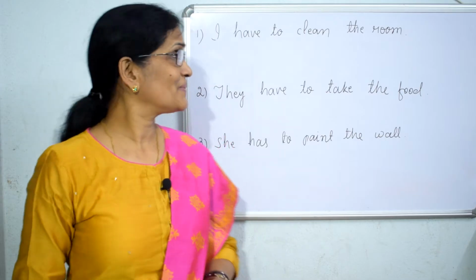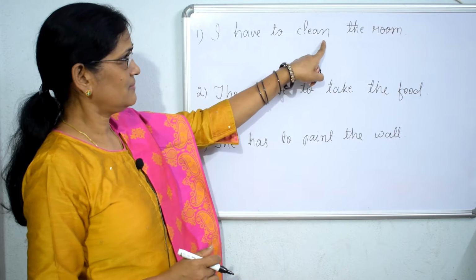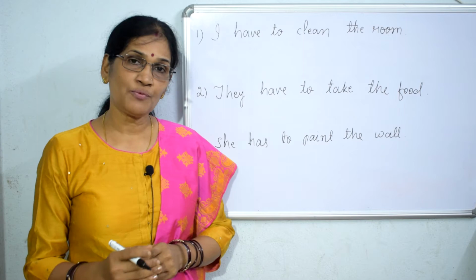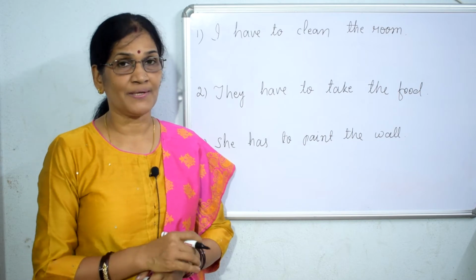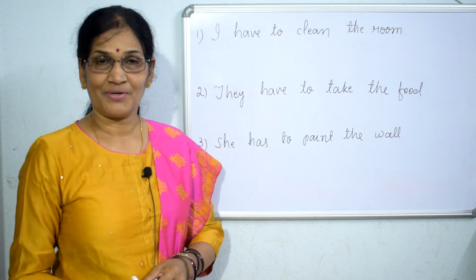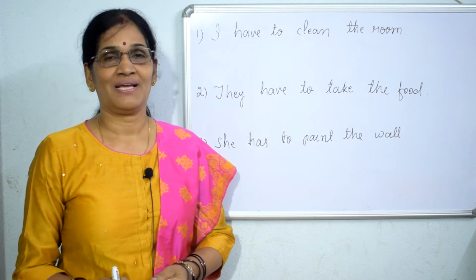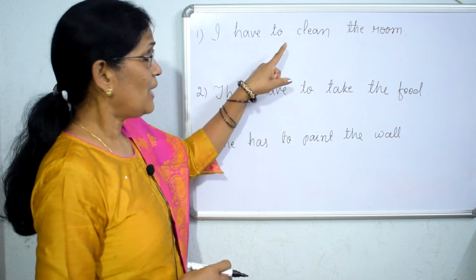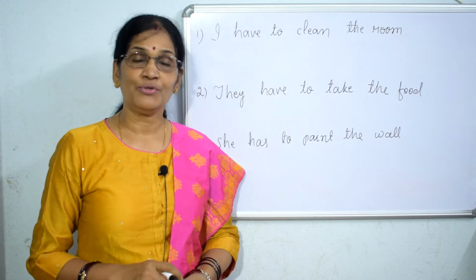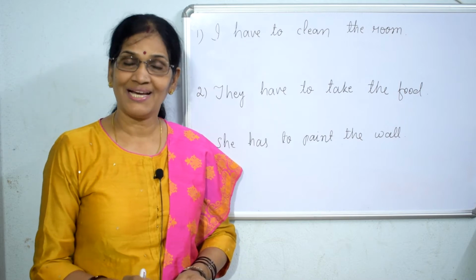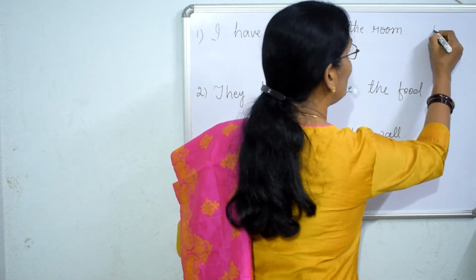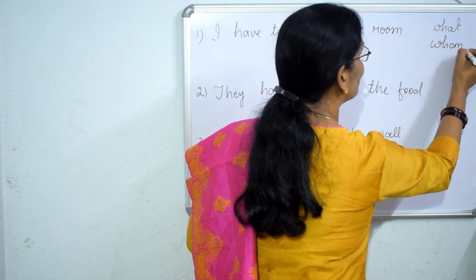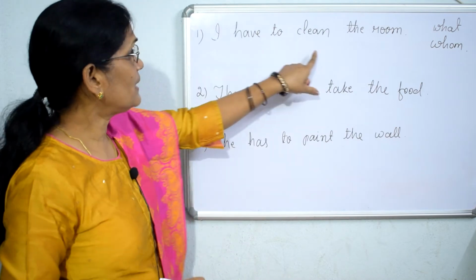Let's start the concept. I have to clean the room. When you change a sentence from active to passive, at first we have to see whether the verb is transitive or not. How do we know whether a verb is transitive? We have to ask a question to the verb with two WH words: one is what, another is whom. I have to clean the room.